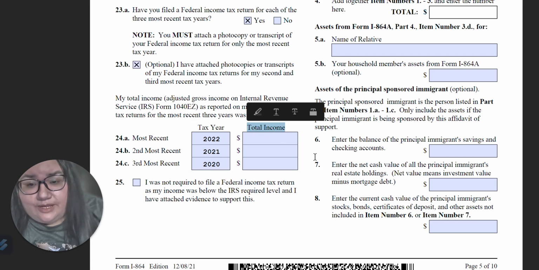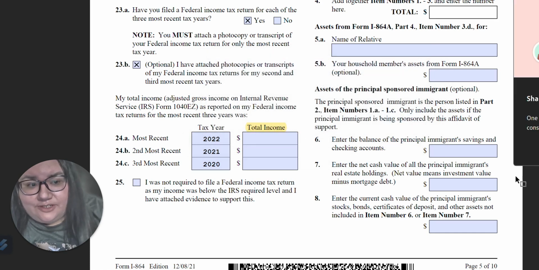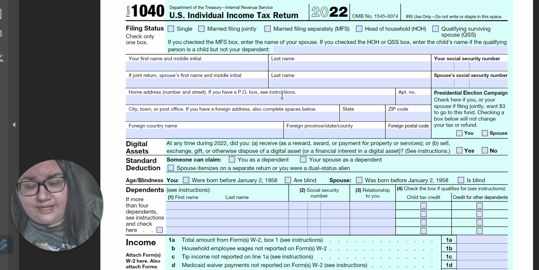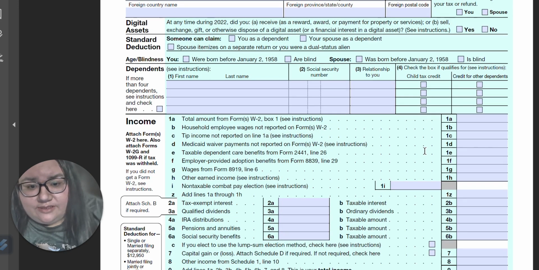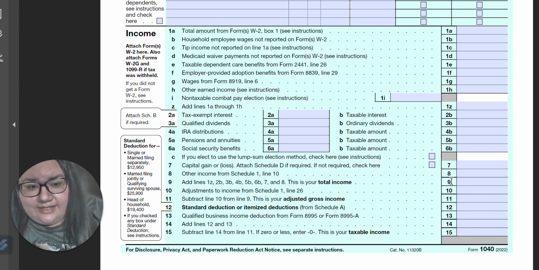Now I'm going to show you really quick where we can see that. I have here a blank 2022 1040 form. If this is what you're looking at in order to find your total income, you're going to scroll down to line, if you look here, all these lines have numbers. You're going to scroll down to line 9 right here. If I highlight line 9 for you, you'll see that line 9 says, this is your total income. So whatever number appears in this box 9 is what you're going to input on your 864.